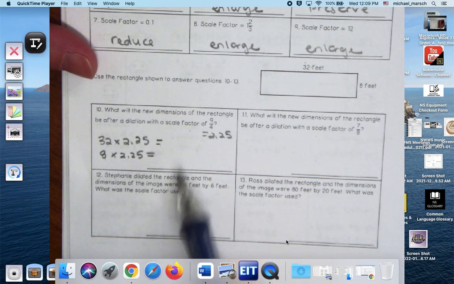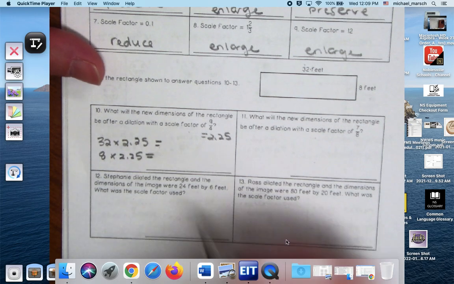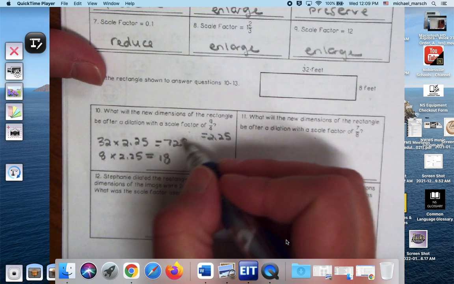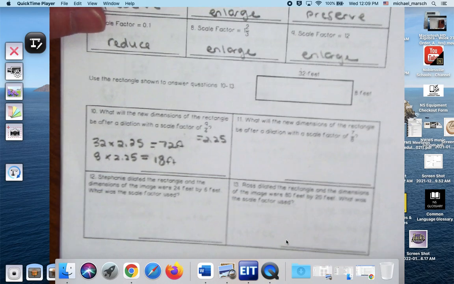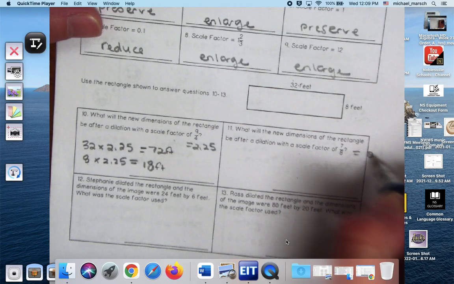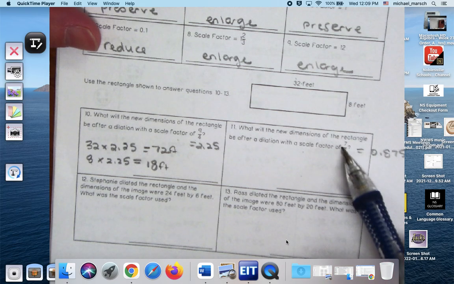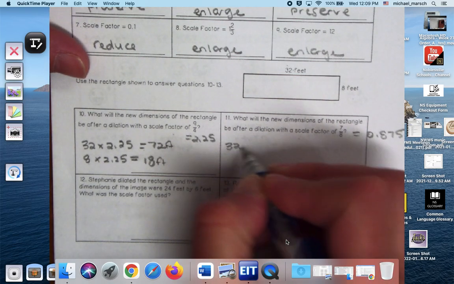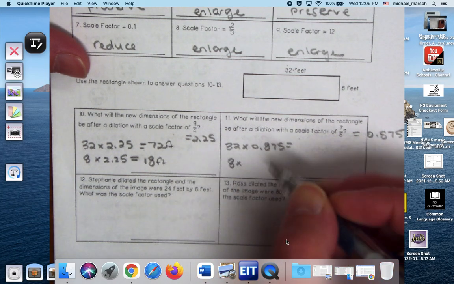Okay, so what do we get for number 10? What are the new dimensions? Jillian? 72 and 18. Yep. Okay, how about number 11? The decimal value is 0.875, or like what Carmen said you could just multiply by the numerator, divide by the denominator. Obviously, this is going to be a reduction.